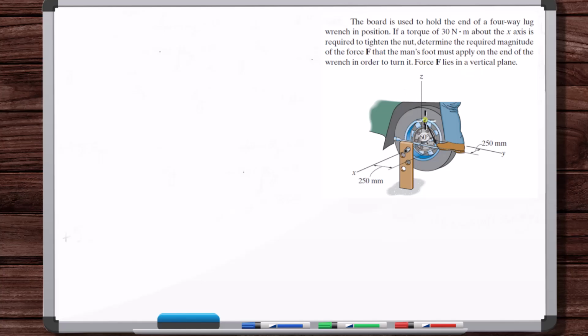Okay, so force F is in the vertical plane. It's in the plane of this. It's like in the ZY plane, or not in the ZY plane. It's parallel to the ZY plane. It has no component in the X direction is what they're saying.